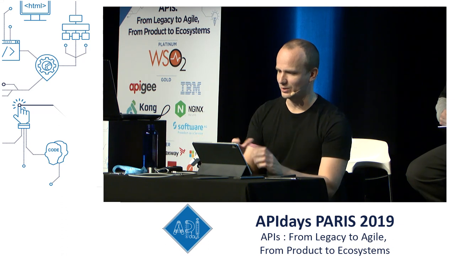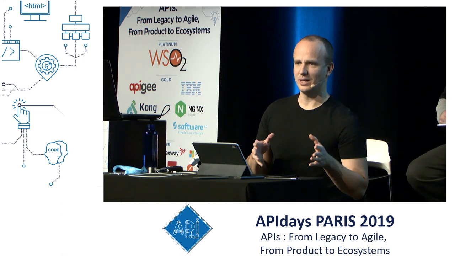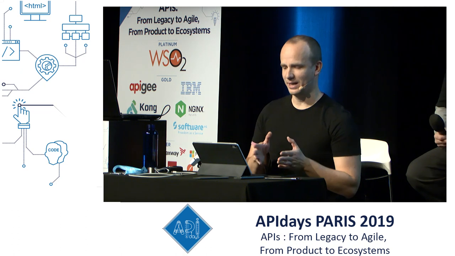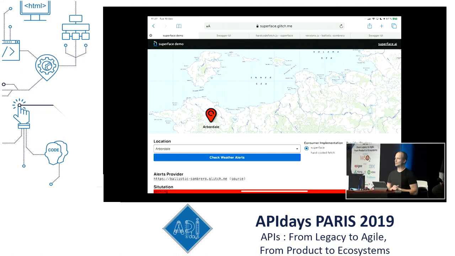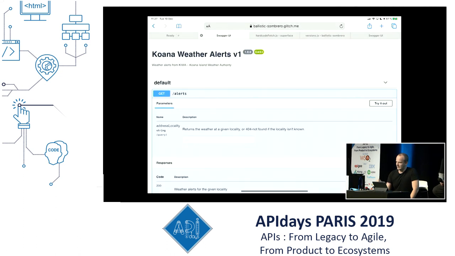So what you have here on the screen, this is a map of the islands of Kohana. And the Kohana Islands are a beautiful country. The only problem is the weather can be quite harsh there. You can have earthquakes in one place and thunderstorms in another, just within a few hundred kilometers away. So when you are traveling on the Kohana Islands, you need to know about the weather alerts. Luckily, there is a service that provides weather alerts information for the Kohana Islands, right?